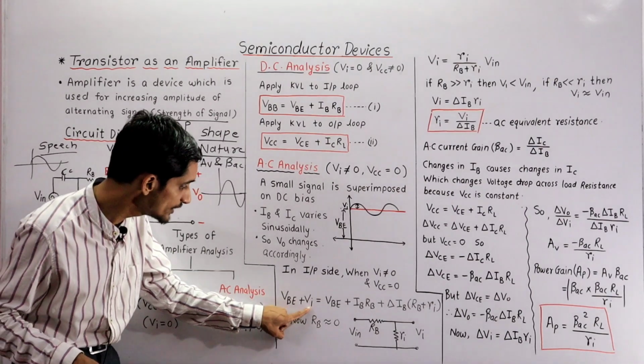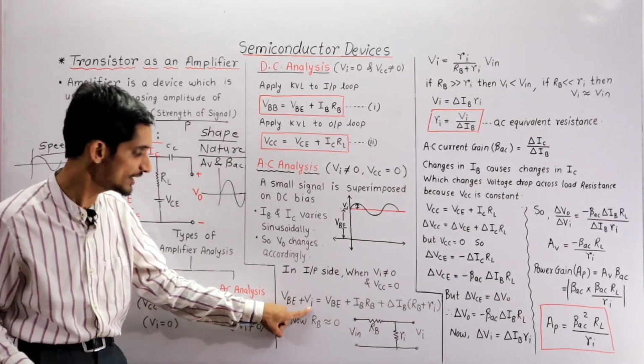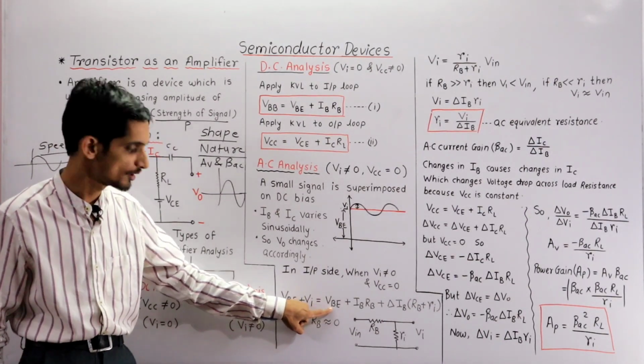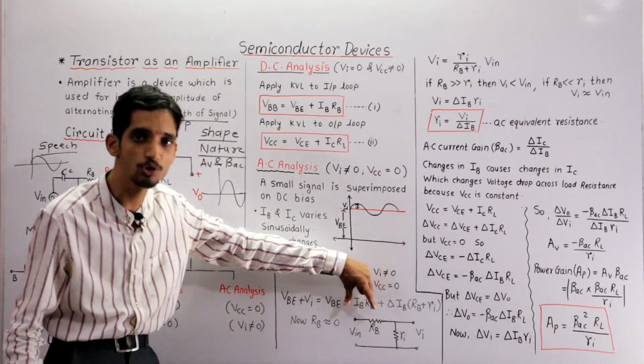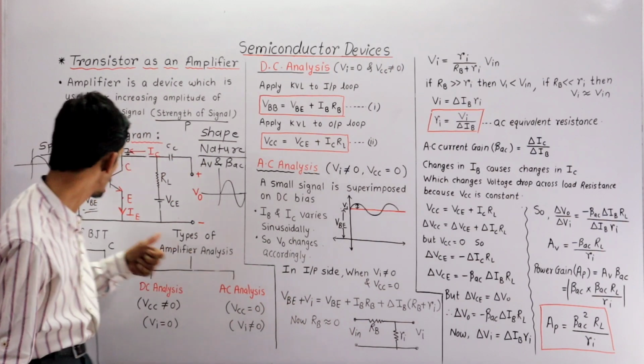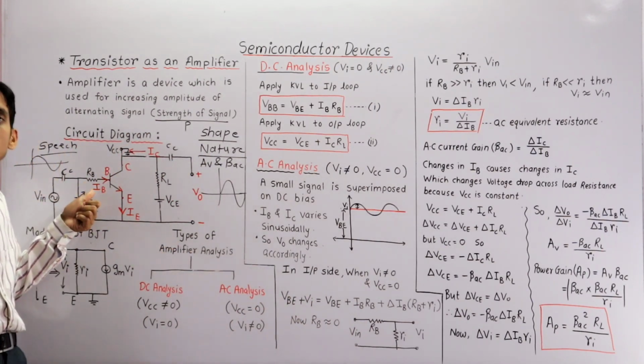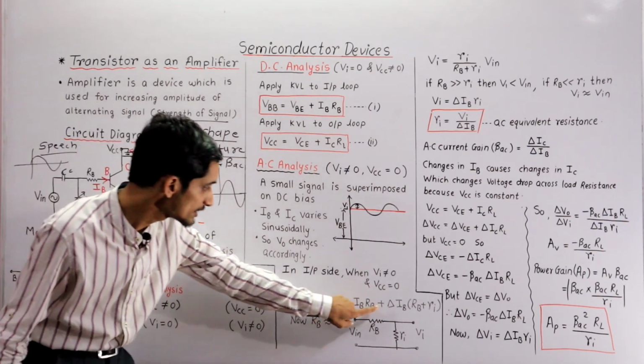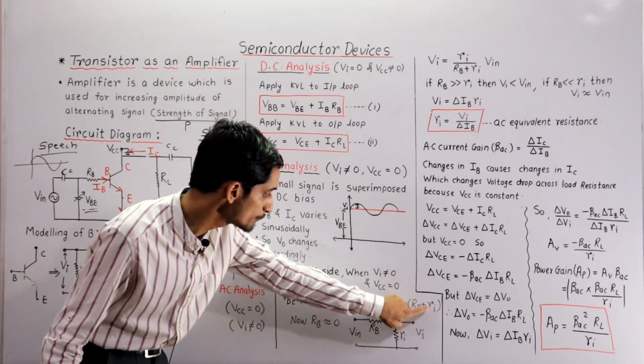Now, as this Vi is changing, definitely this VBE is constant, and the remaining changes we have to incorporate in this equation. So this is now VBE plus IBRB, which is the voltage drop across this particular resistance, plus delta IB into bracket RB plus RI.